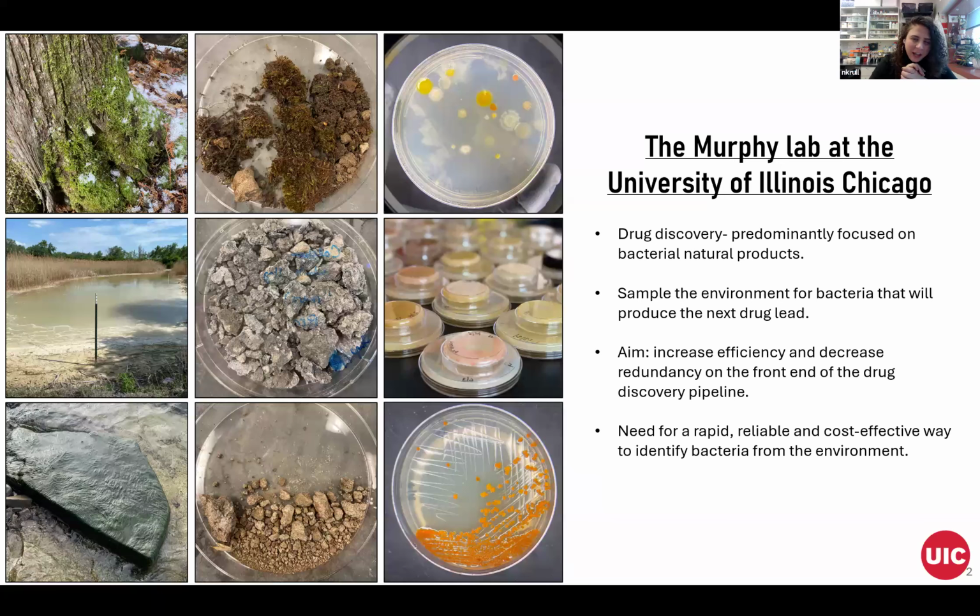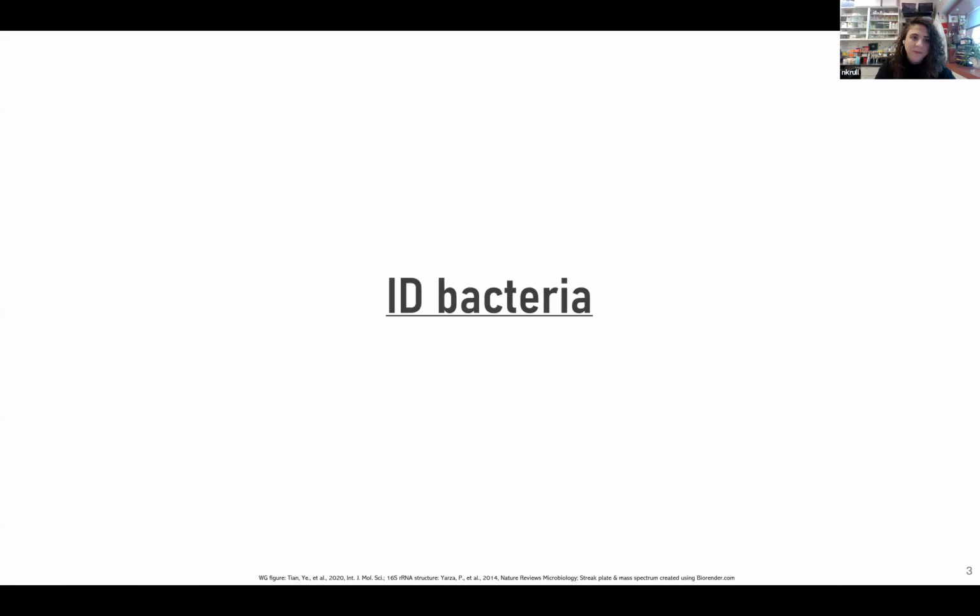And one of the strong aims in our lab is to increase efficiency and decrease phylogenetic and chemical redundancy on the front end of the drug discovery pipeline. So as you might imagine, you go out to the environment, you take samples, you come back to a lab, you work up all these samples, you do a lot of plating, and you end up with hundreds to potentially thousands of bacterial isolates that need to be processed for, again, looking for that next drug lead. It became very clear that we need a rapid, reliable, and cost-effective way to identify bacteria from the environment.